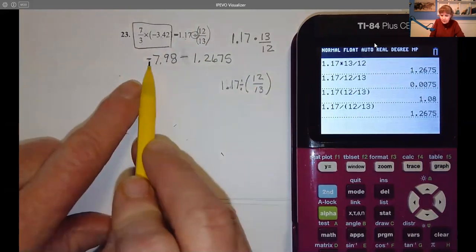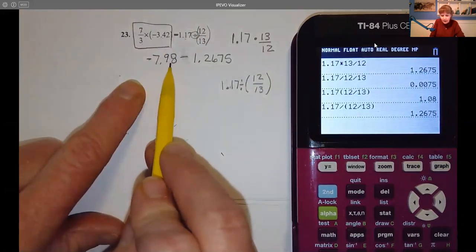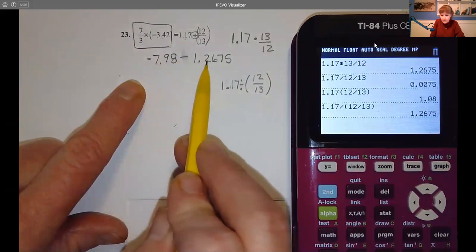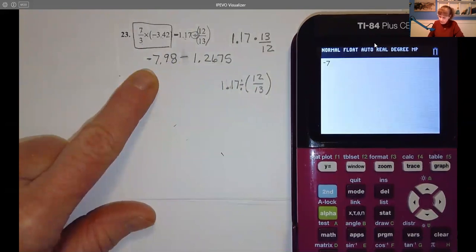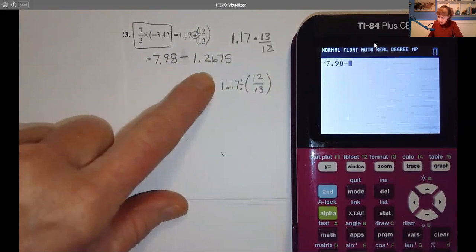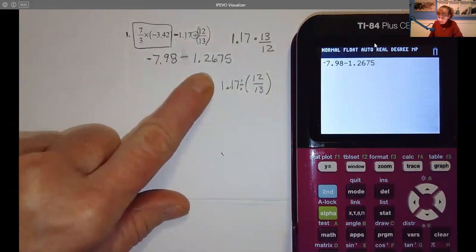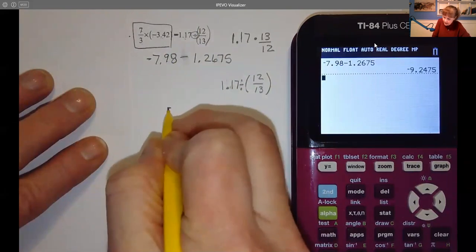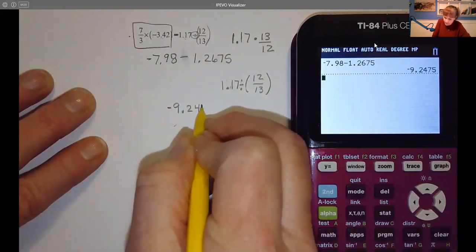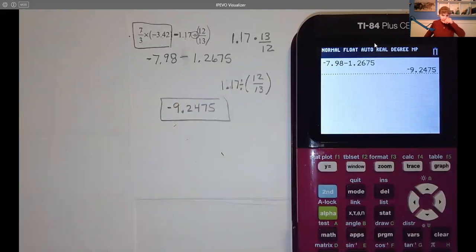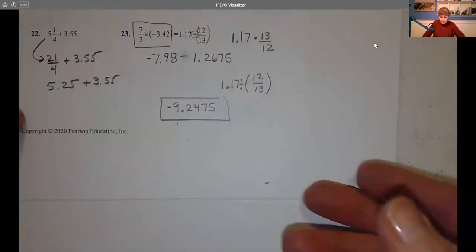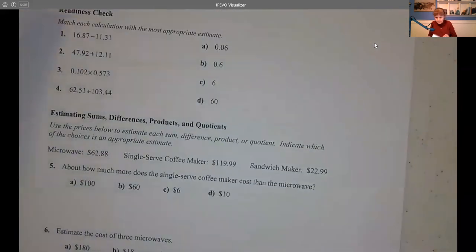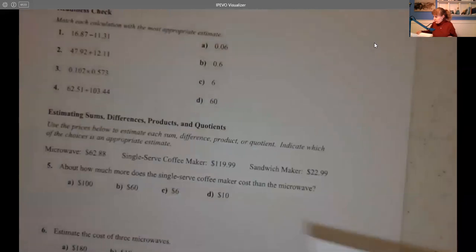And then once you have that, you can take your negative 7.98, subtract 1.2675. So I'll go ahead and finish it. Negative 7.98, subtract 1.2675. And you're going to get a negative 9.2475. Okay, wow, just learning different ways of doing this on your calculator. And there's other ways too that you can do. All right, we're finished with 5.5.